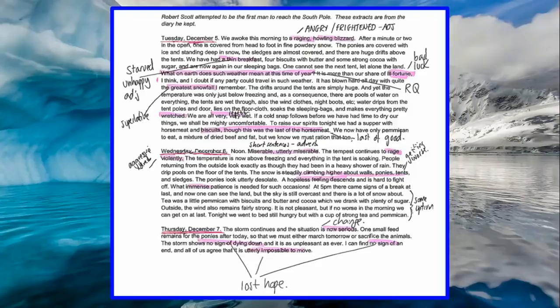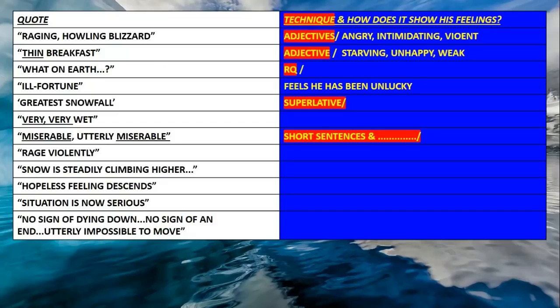Then it says that he's feeling obviously miserable because they think they might have to kill the animals, which is obviously going to make the trip even more difficult. And then it says there's no sign of dying down, no sign of an end. Obviously there's no way they think they're going to get out, but also the repetition of "no sign" suggests that there's no indication they're going to get out of this. And then it says "utterly impossible", so "impossible" is a really strong word, and all these things in this paragraph suggest that he's lost hope of maybe getting out of the situation he's found himself in.